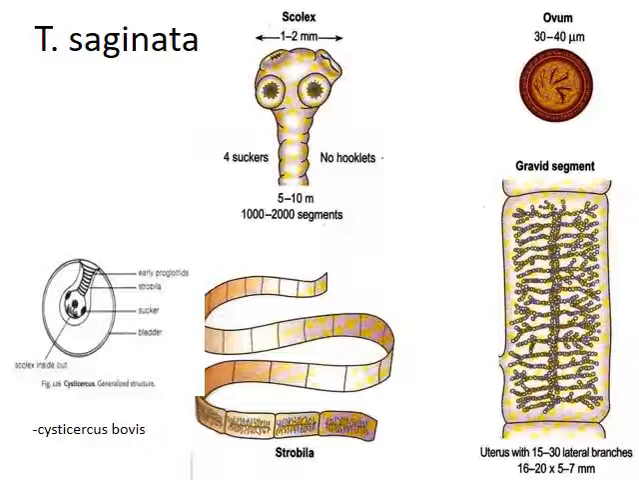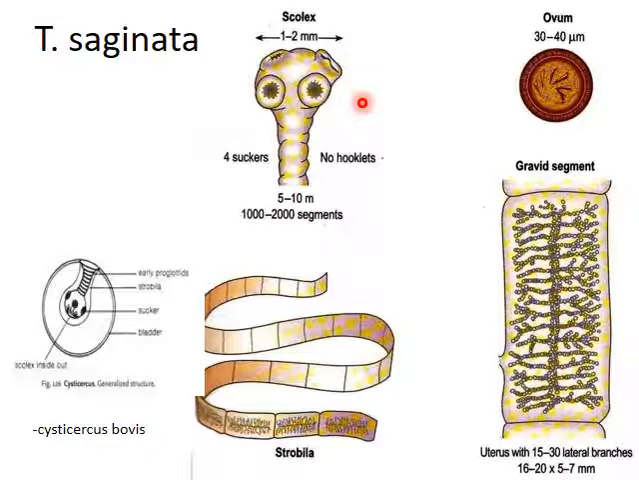We have already seen the basic structure of the forms of Taenia. Now let us see Taenia saginata and Taenia solium individually. Starting with Taenia saginata, the head of Taenia saginata has got 4 suckers which helps in adhesion to the intestinal mucosa. The head, that is scolex, is around 1 to 2 mm in size and it has got no hooklets.